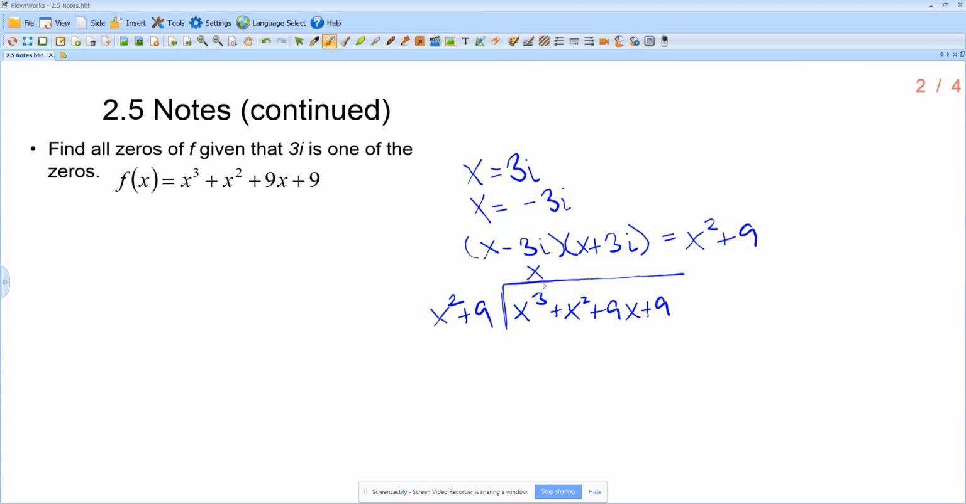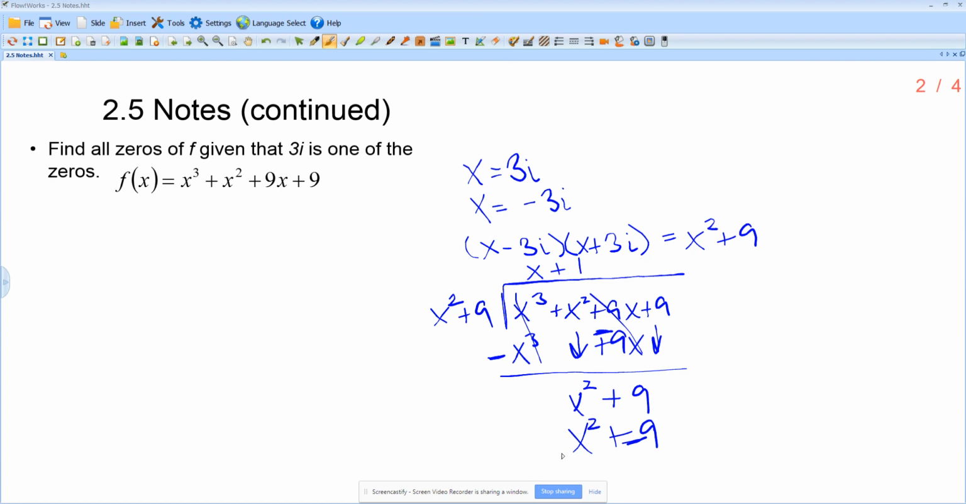Again, this division process, x times x squared plus 9 was going to give me x cubed plus 9x. I do the sign change, so minus, minus, this cancels, this cancels. Bring things down, x squared plus 9. 1 times x squared gives me x squared plus 9. Sign change, those cancel, I get no remainder. So here I can see that my other factor is going to be x plus 1, which means my other 0 would be negative 1. Now, you may not like that.